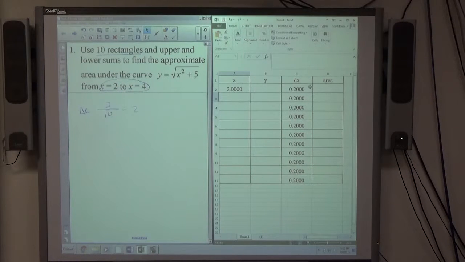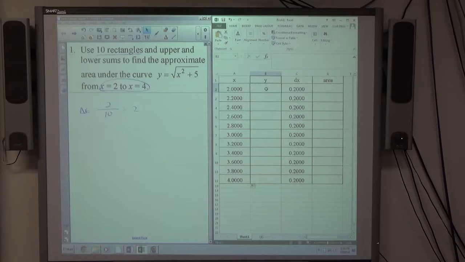And I want to go up by delta x, so I have to hit the equal sign, and I select this, and I put plus 0.2 because that's what delta x is. And then I just scroll that all the way down to the bottom, and I should be ending at 4. So it starts at 2, ends at 4. I can verify that x is exactly as it should be.